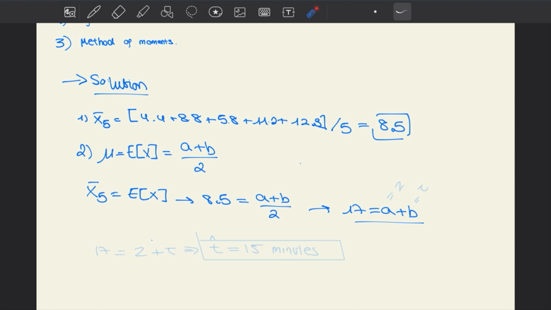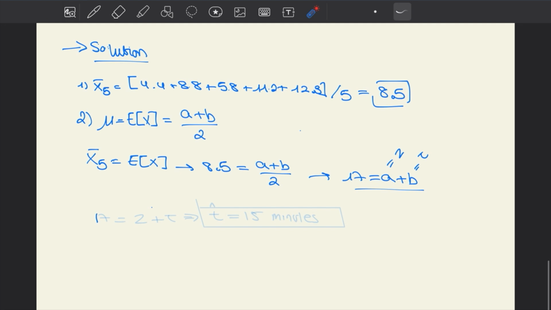Now, after doing all these steps, we substitute the values of a, that is 2, and b, that is t. So we solve the equation, and we get that t hat, because it's an estimation, is 15 minutes. So the estimated maximum is 15 minutes, so we know that a customer will spend between 2 and 15 minutes to make a purchase.